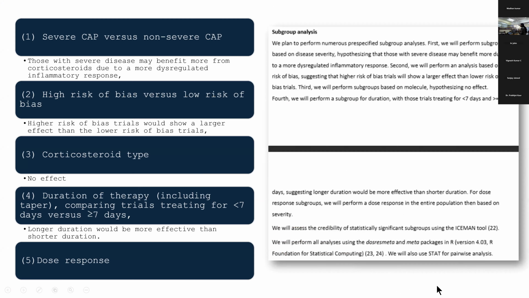Now the good news for us is the authors have had a previous subgroup analysis. So they have actually, in their design of the study, decided that they're going to segregate severe community-acquired pneumonia versus non-severe community-acquired pneumonia. And they felt the steroids will be beneficial only in the severe arm and not in the non-severe arm. They had also looked at other criteria, like whether there is a difference between high risk of bias and low risk of bias.